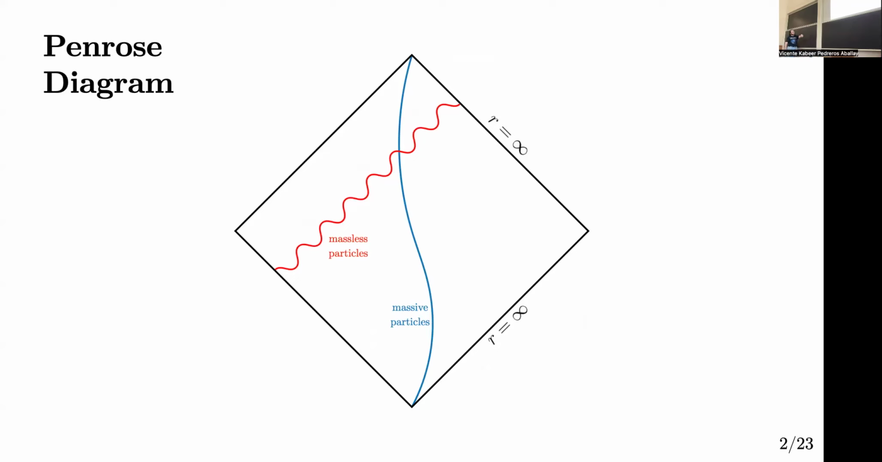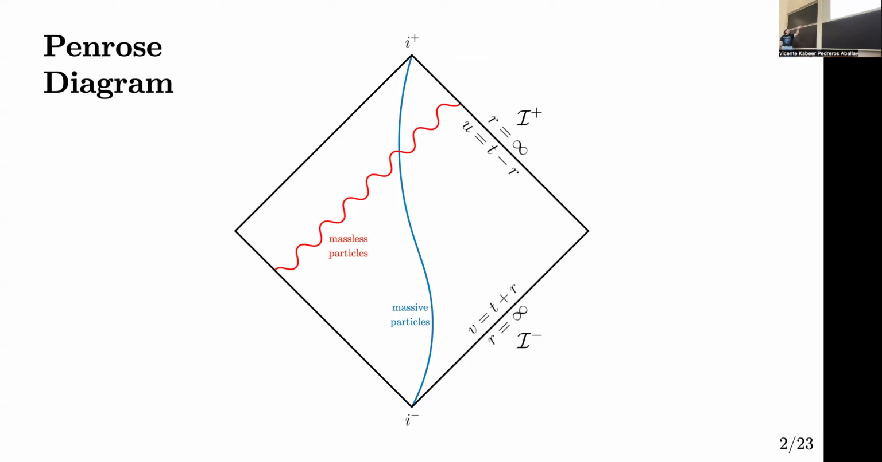The blue lines correspond to the worldlines of massive particles, while these wavy red lines correspond to the worldlines of massless ones. Massive particles enter and exit this diagram at these two points over here, little i minus and little i plus, corresponding to past and future timelike infinity. The massless particles enter and exit this diagram at these lines over here, corresponding to big I minus and big I plus, referring to past and future null infinity. We verbally refer to these as scri minus and scri plus.